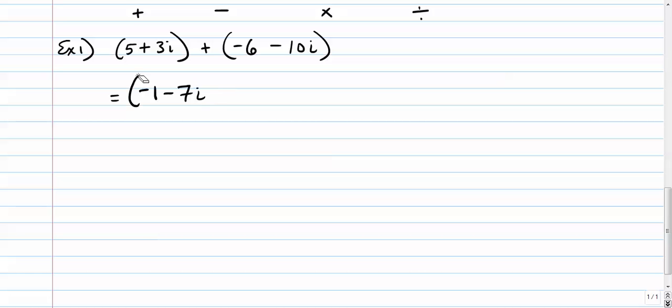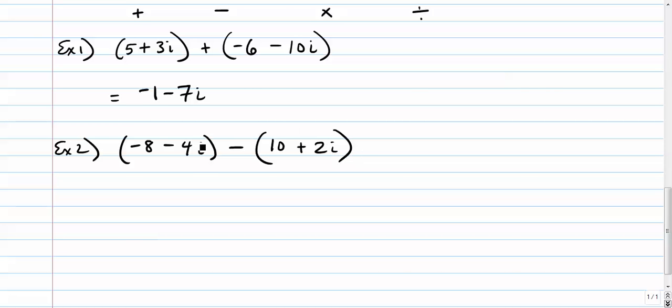A lot of times you won't see parentheses written around them, so it's just this. If you have subtraction, let's try this one. Let's try example 2. We'll subtract. And now we have, again, real to real, so negative 8 minus 10 is negative 18. Then imaginary to imaginary, negative 4i minus 2i. There you go.